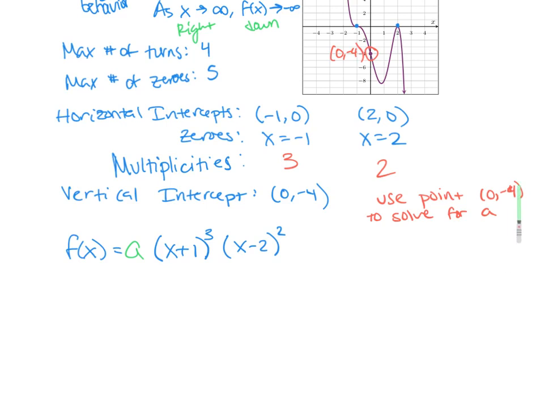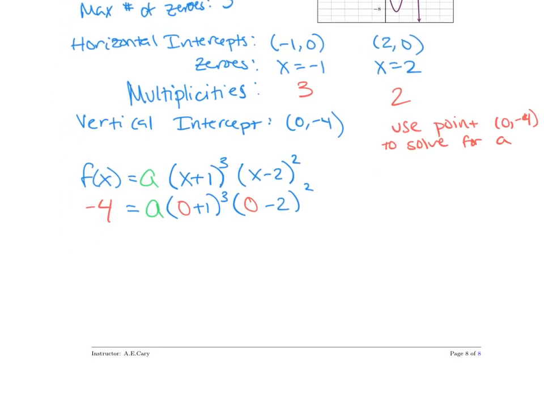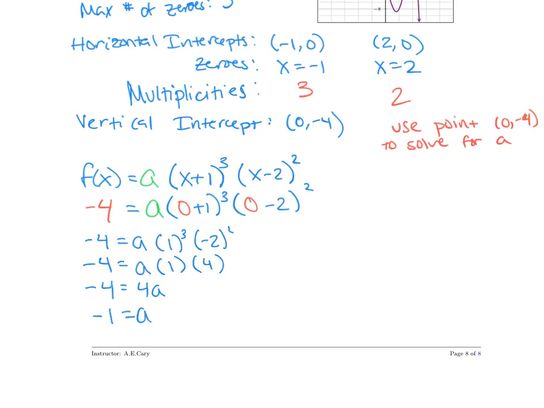But let's go through and plug in -4 for our y value and 0 for our x values. So it's going to look like -4 is equal to some a value times 0 plus 1 cubed times 0 minus 2 squared. So that's going to become -4 is equal to a times 1 cubed times -2 squared. 1 cubed is 1, -2 squared is 4. So -4 is equal to 4a, divide both sides by 4, and we get that a is -1.